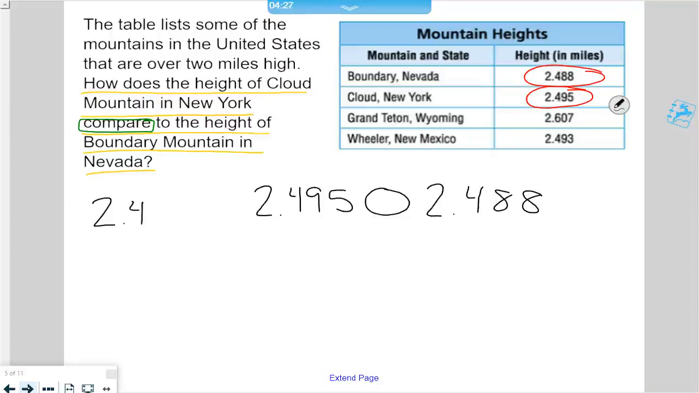So I'm going to come over here and do just what I did last time. 2.495, 2.488. So I look, my 2's, they're the same. My 4's, they're the same. So I'm going to come right here. So 9 is bigger than an 8. So 2 and 495 thousandths is bigger than 2 and 488 thousandths.